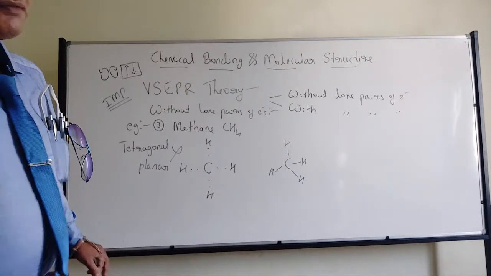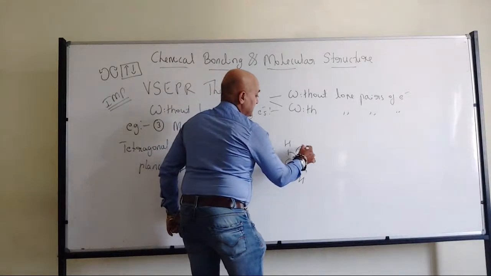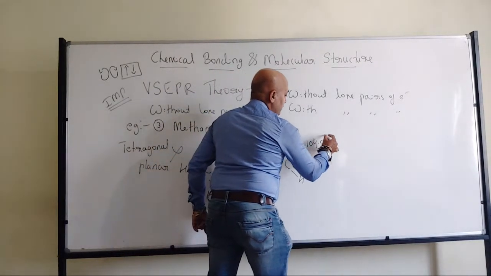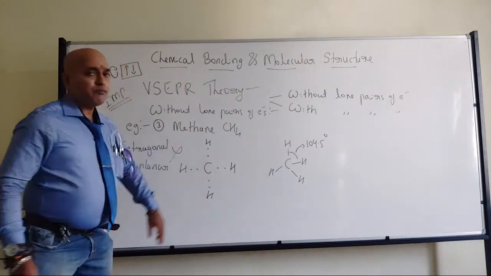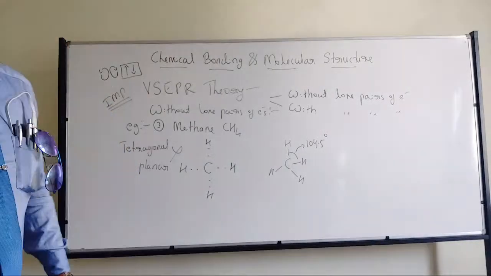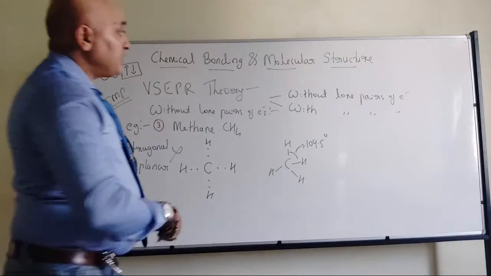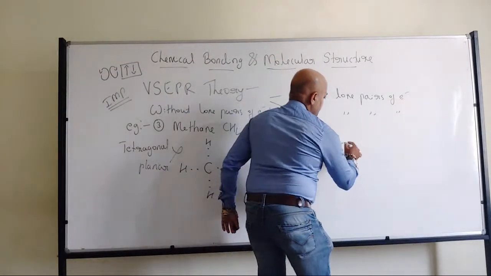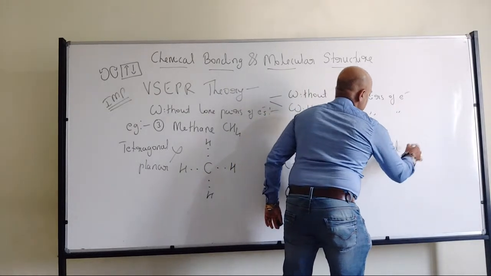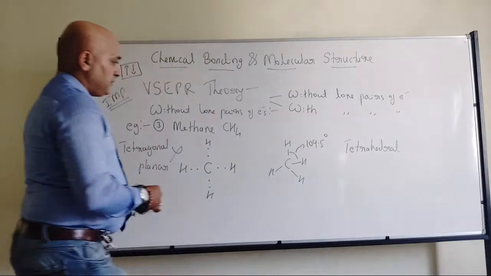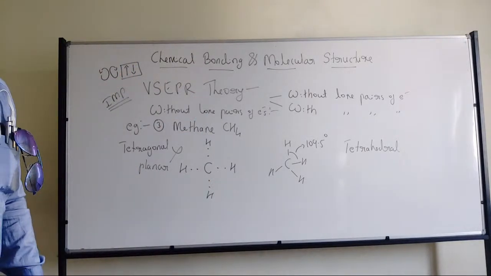So that's where we have the bond angle, not 90 degree. Now the bond angle is 109.5 degree. If it is planar structure, it would have been 90. Now it will be 109.5 degree. So which is called as tetrahedral structure. This is nothing but a tetrahedral structure, a 3D structure. Planar means 2D structure, but tetrahedral is a 3D structure.